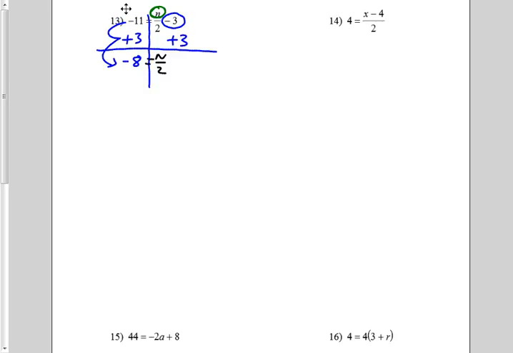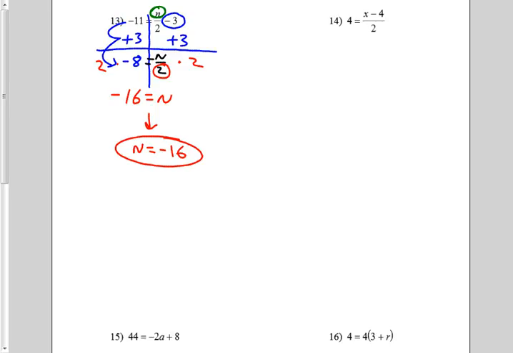Now we're left with a one-step equation that we had just solved. In order to get rid of this denominator, we're going to have to multiply both sides by 2. And we're going to get negative 16 equals n. And again, let's flip that around. Symmetric property again, not reflexive, symmetric property. So let's flip that. Very good.